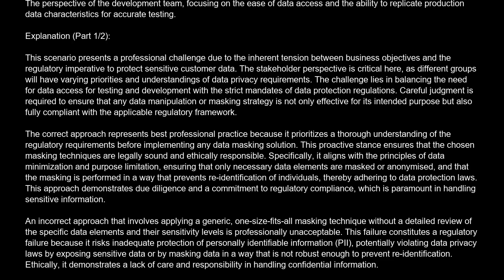An incorrect approach that involves applying a generic, one-size-fits-all masking technique without a detailed review of the specific data elements and their sensitivity levels is professionally unacceptable. This failure constitutes a regulatory failure because it risks inadequate protection of personally identifiable information, PII, potentially violating data privacy laws by exposing sensitive data or by masking data in a way that is not robust enough to prevent re-identification. Ethically, it demonstrates a lack of care and responsibility in handling confidential information.